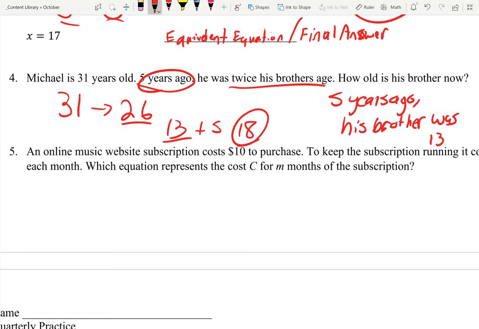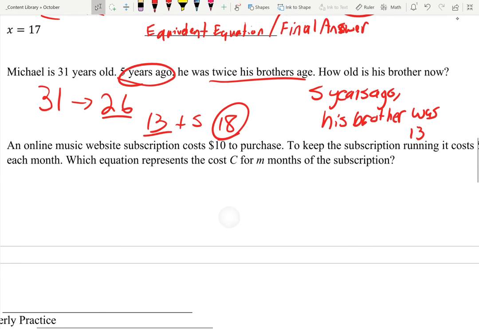Kind of an interesting problem. I don't really know if it's much of a math problem. I mean, it kind of is, but I don't know what standard they're trying to get at, but it's a good problem.